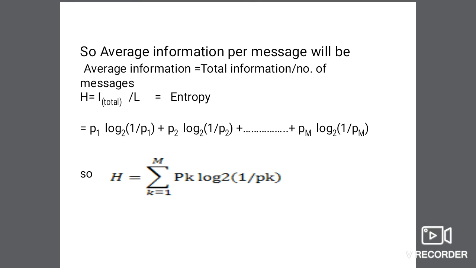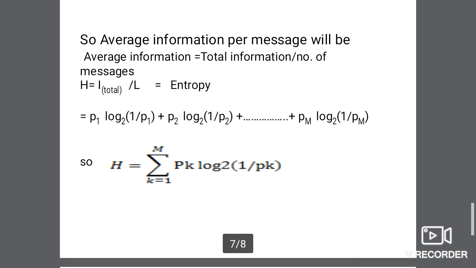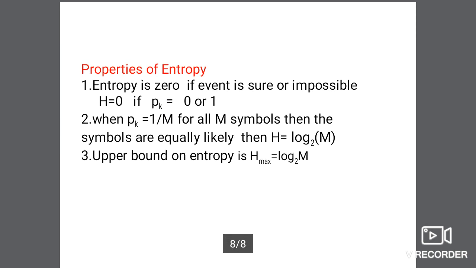So we can say entropy is the average information contained in a symbol in a long independent sequence. Here we use L, and entropy H is equal to the summation from k equal to 1 to m of probability pk times log base 2 of 1 upon pk. So, some properties used in entropy.